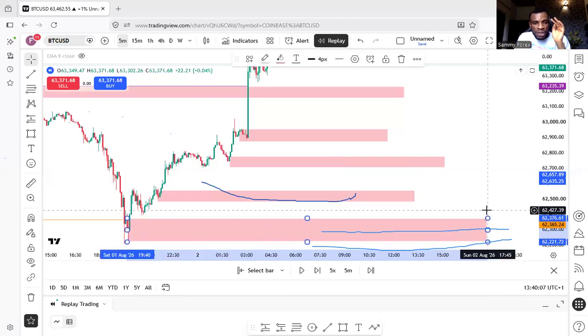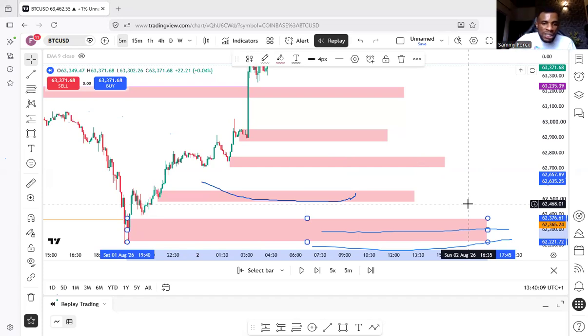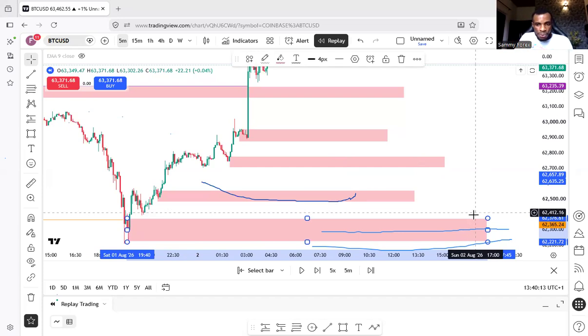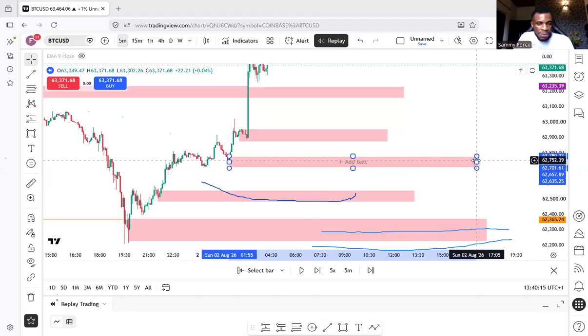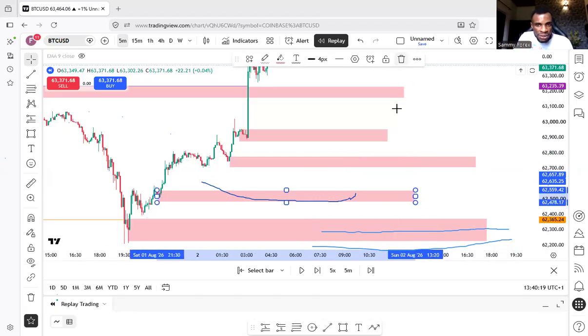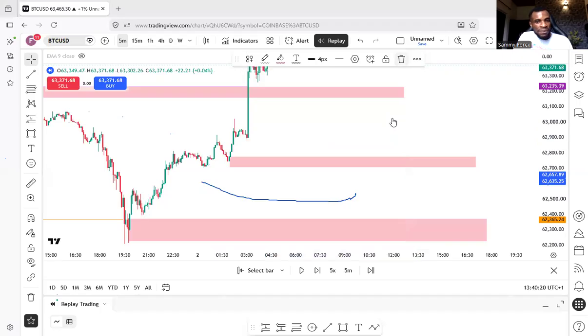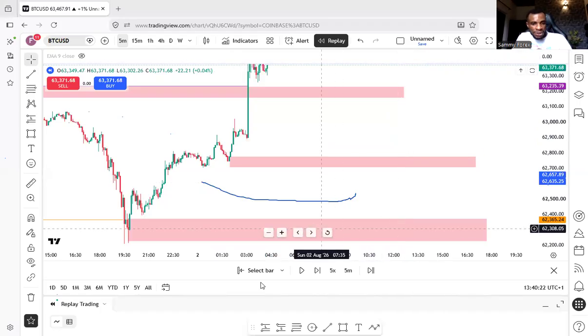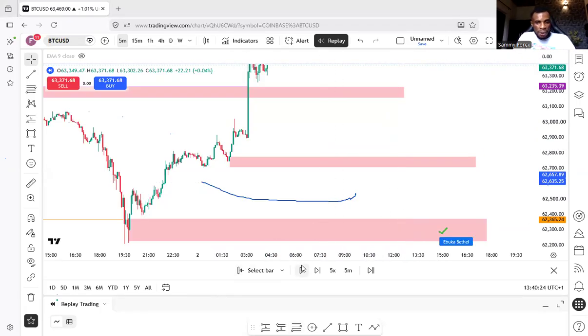Before I buy from these order blocks, I will make sure I see a Morning Star. So my order block will be here or here, but before I buy from any of them, I will make sure I see a Morning Star. So these are the two order blocks I will pay attention to. Let's see what our price does.